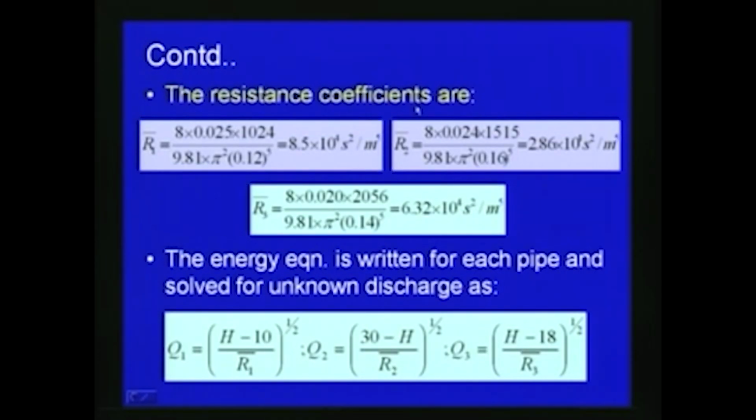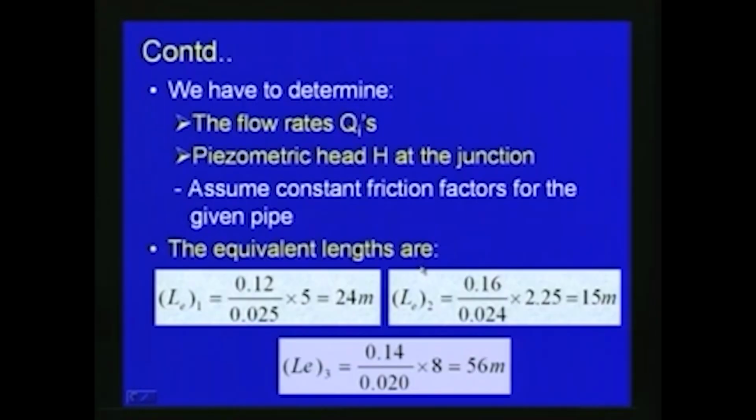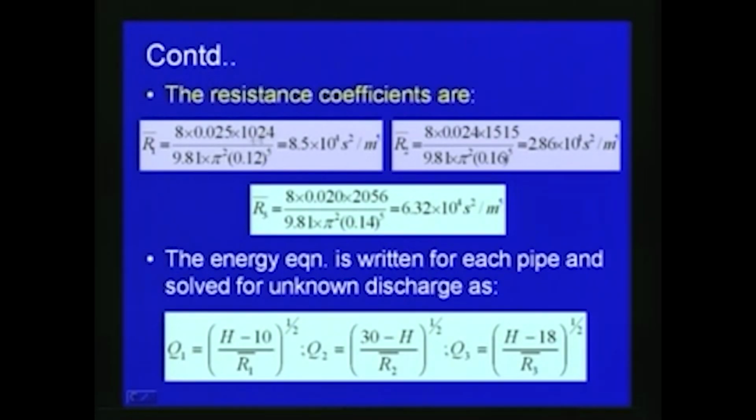So, now the resistance coefficient. We have already seen the basic equations earlier. Now we will be finding the resistance coefficient for pipe 1, pipe 2 and pipe 3. As we discussed earlier, we can write the resistance coefficient equation as R1 bar is equal to 8 into f into the length divided by g into pi square into d to the power 5.